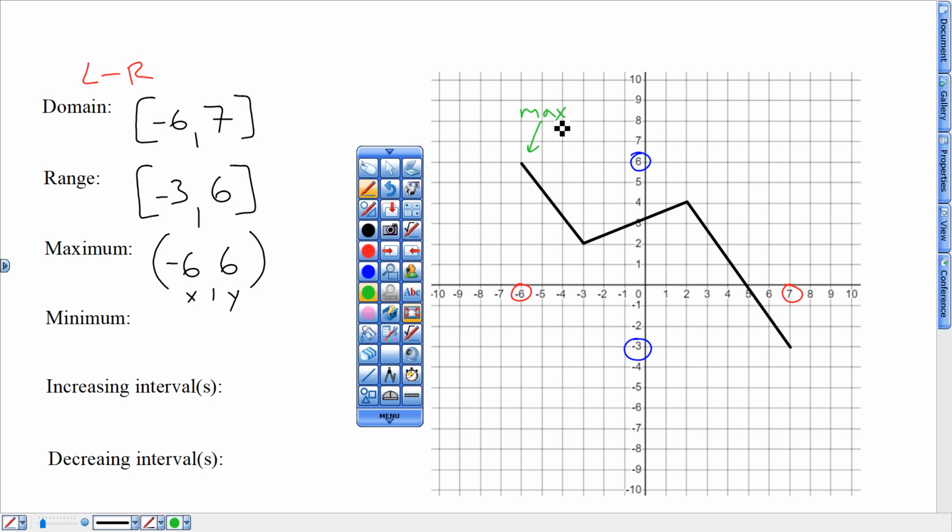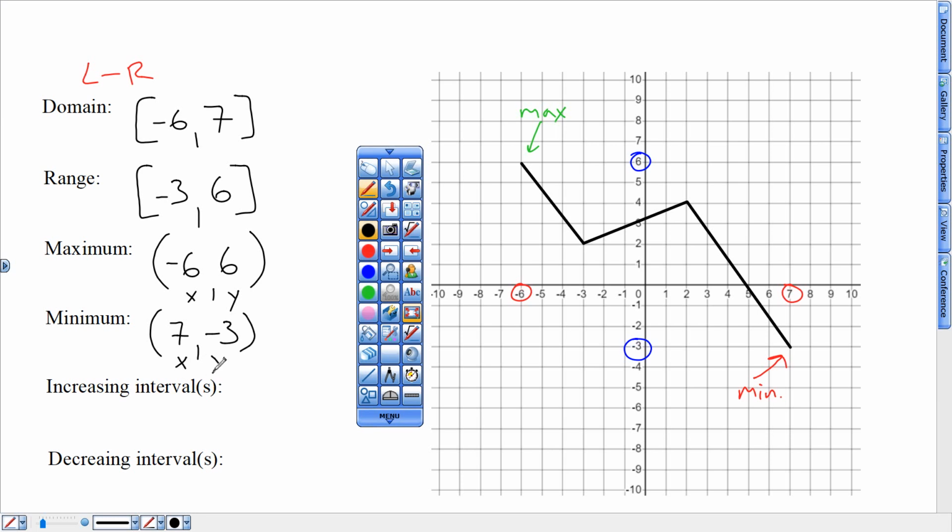The minimum is the lowest, written as a coordinate. So that coordinate would be 7 for x, comma, -3 for y, written as a coordinate.